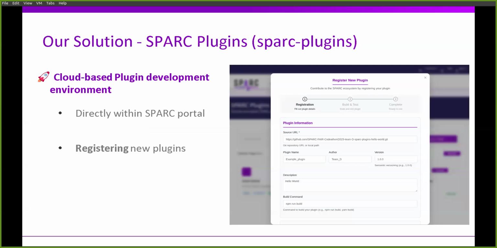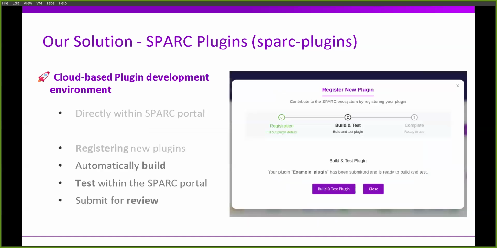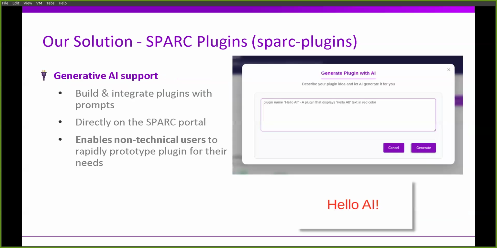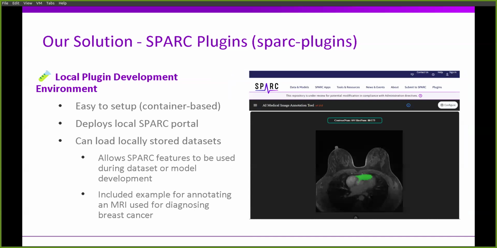We've also provided a cloud-based plugin development environment directly within the portal. This allows you to register new plugins, automatically build them, and test them all within the SPARC portal, and also submit them for review by the SPARC development team. We've also added generative AI support, which allows building and integrating plugins directly from a prompt. And this is also directly on the SPARC portal. So this enables non-technical users to rapidly prototype plugins for their needs.